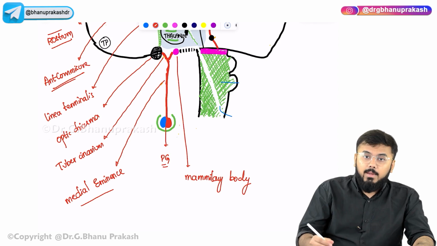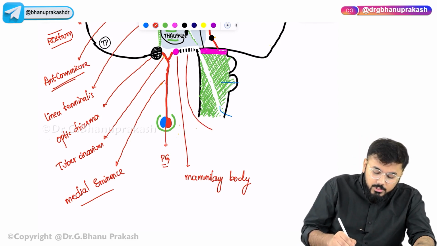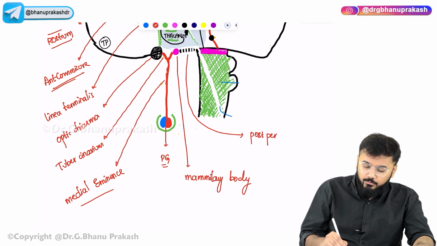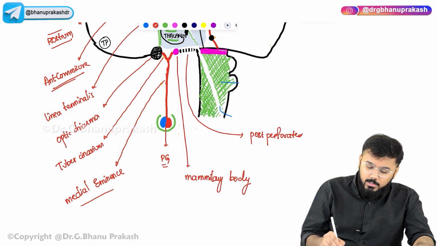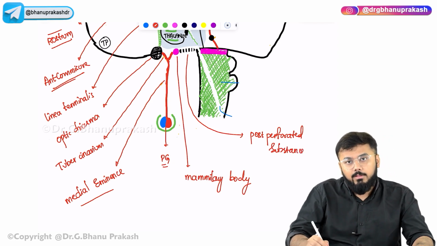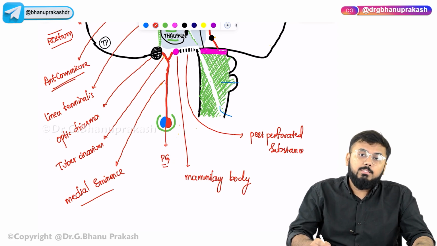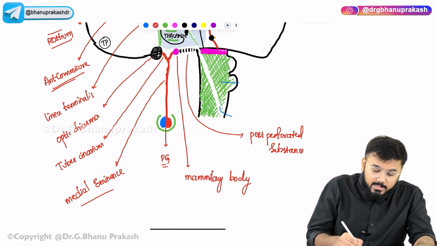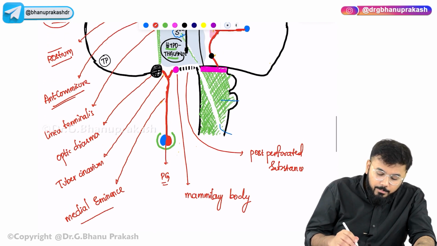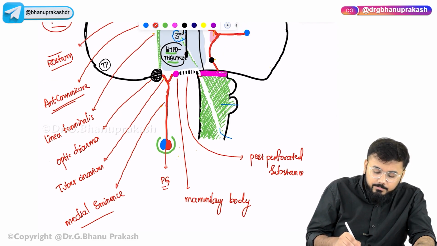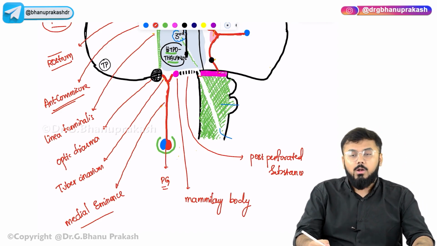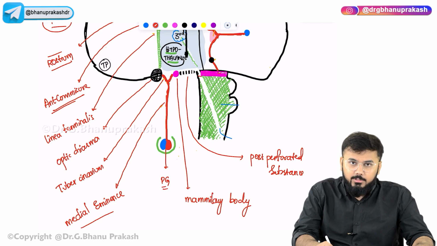Next, behind the mammillary body, you have a perforated substance. This is called the posterior perforated substance. Behind the posterior perforated substance, this is the pons, this is the medulla oblongata, and this one, the pink color highlight which I have given there, is your midbrain.